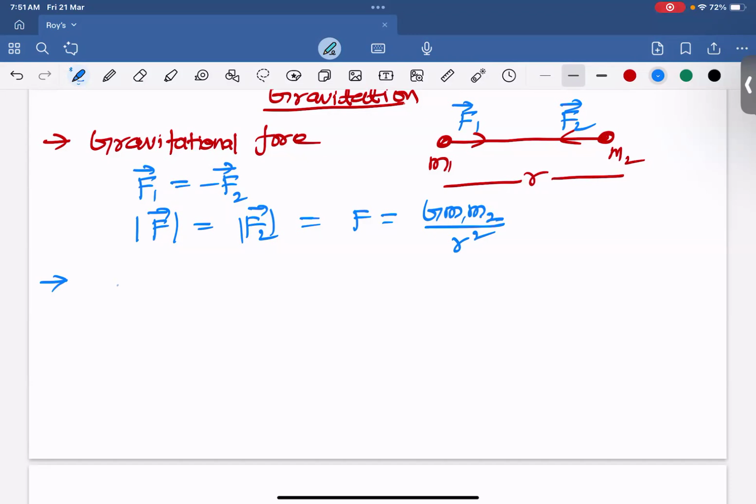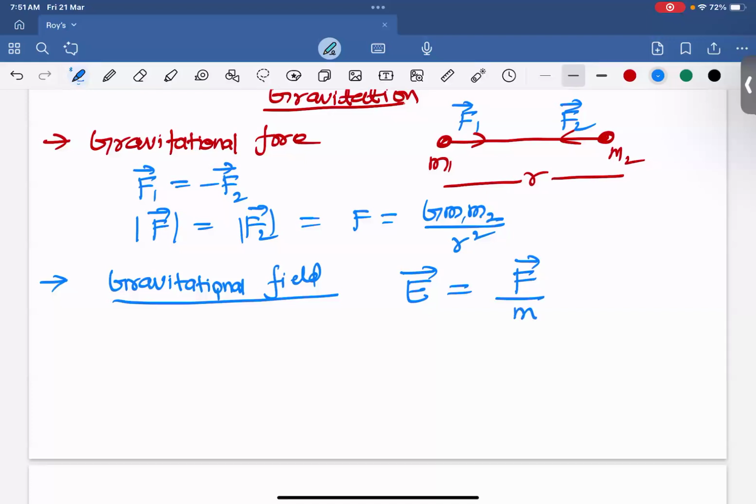After gravitational force, we have gravitational field. Gravitational field at any point is gravitational force per unit mass. अगर आप इसका एसआई यूनिट देखो तो ये न्यूटन पर केजी हो जाता है ना? अगर आप इसका एसआई यूनिट लिखोगे, दैट इज न्यूटन पर केजी.